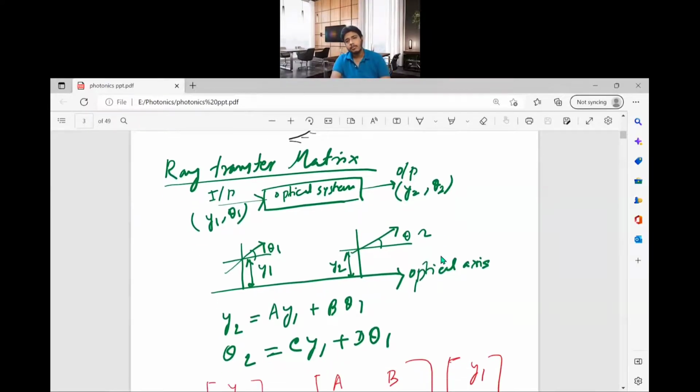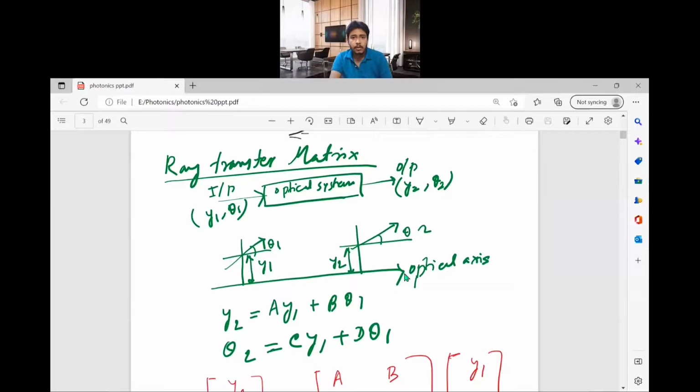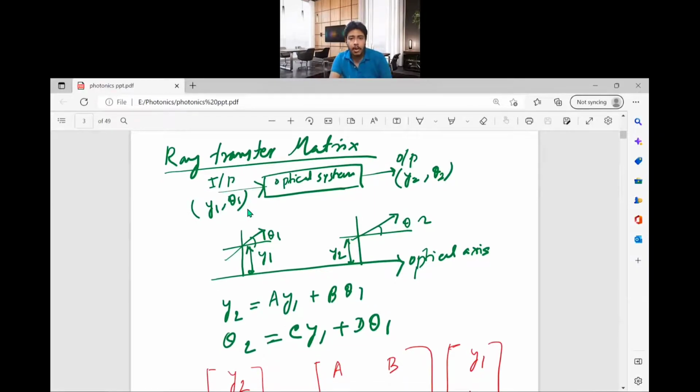This ray transfer matrix is used to describe an optical system. Optical system means if you give some input light to an optical system, it will be acted on by the different elements in the system, and at the output you will get some light. You can relate the input light with the output light by this ray transfer matrix. Say your input light has some height from the optical axis, y1, and makes some angle theta1 at incidence. After traveling through the optical system and different media, you will get output light with height y2 and angle theta2. So theta1 and theta2 can be different, and y1 and y2 can be different.